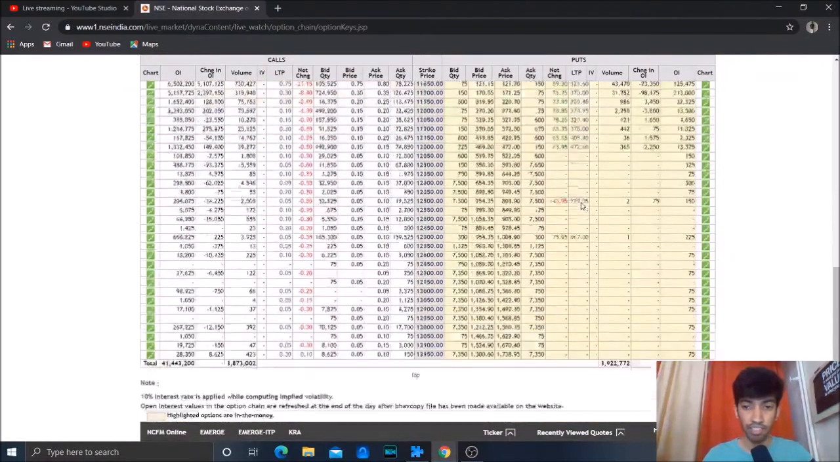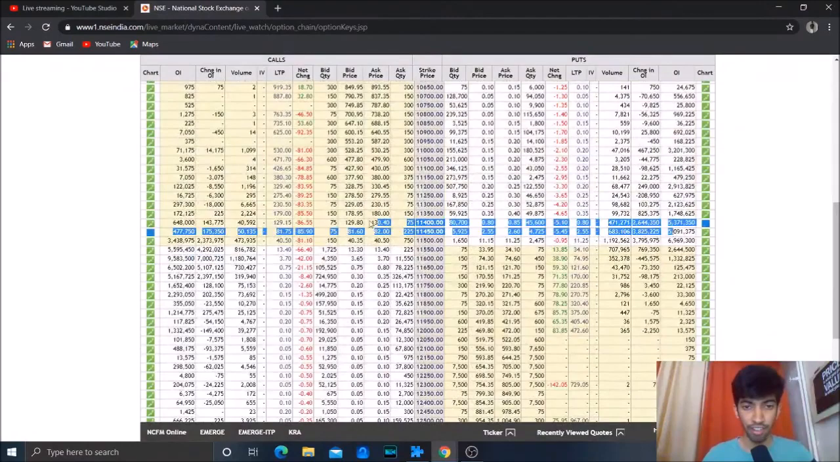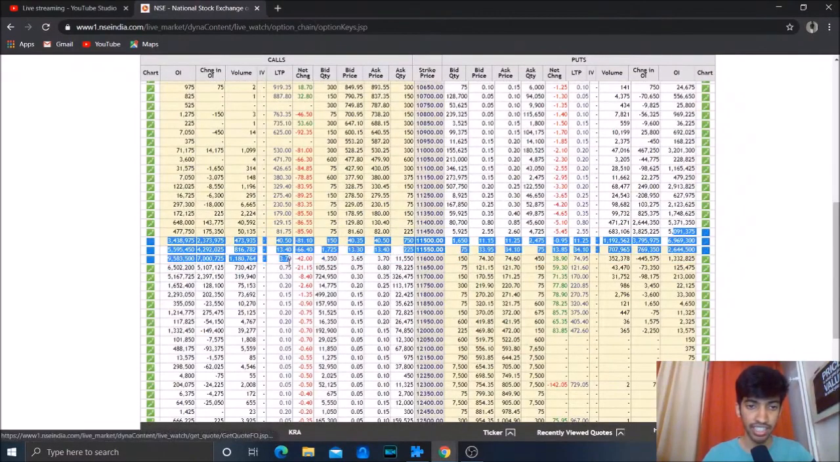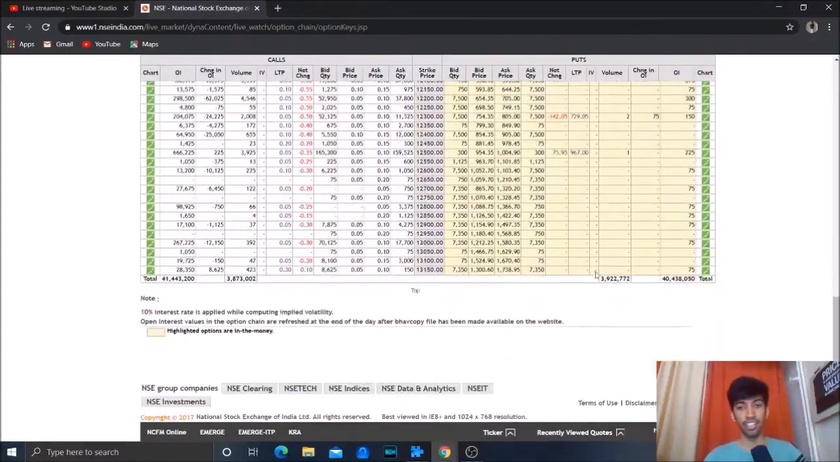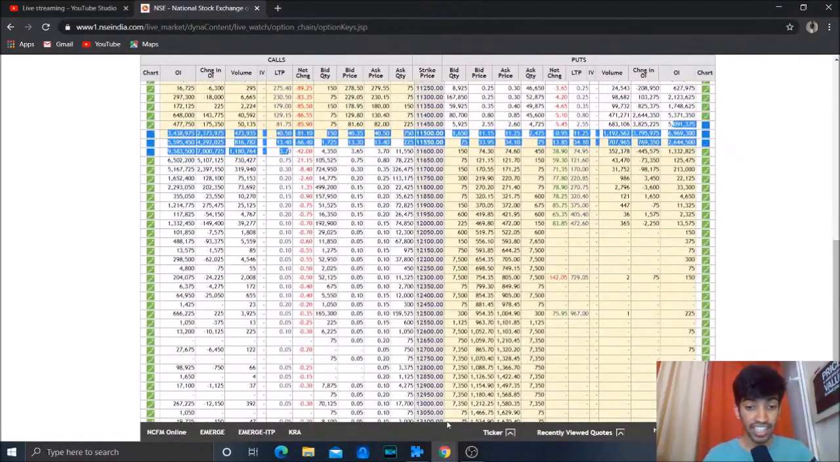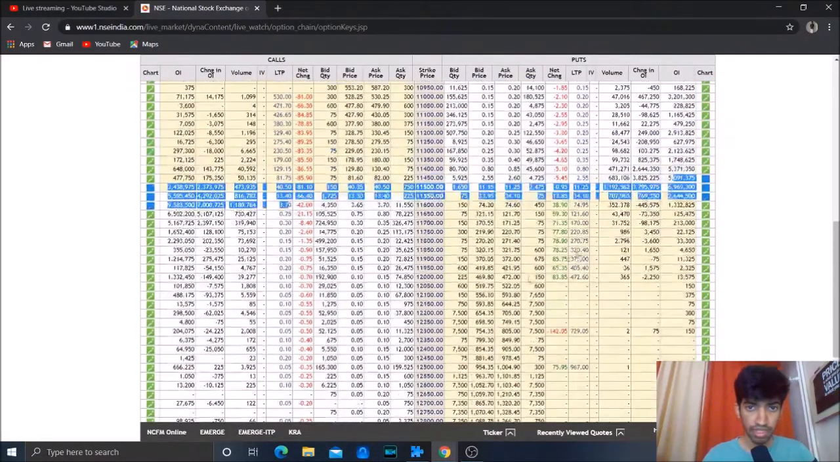And on the put side also, we don't see a significant fall below 450. We are expecting this range to hold, that is 600 to 450. We will just wait and watch. But for our trade, the break even comes somewhere around 11,475 and 11,575. So that's our break even range.